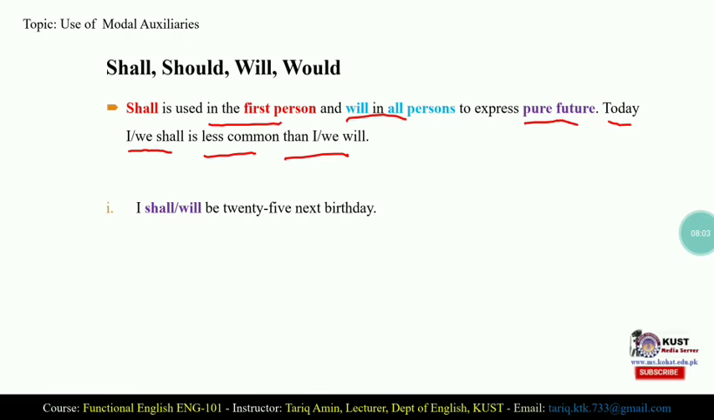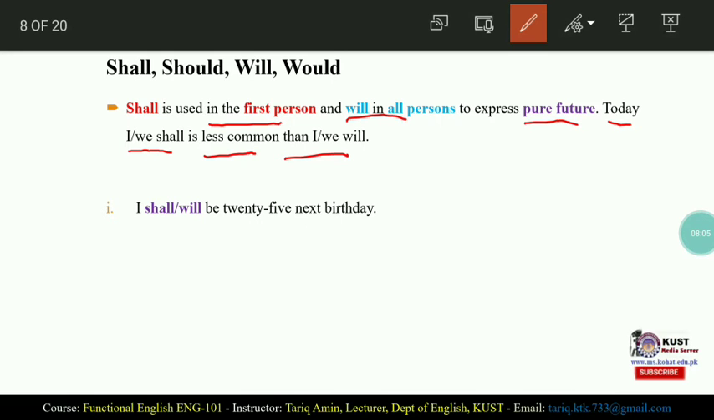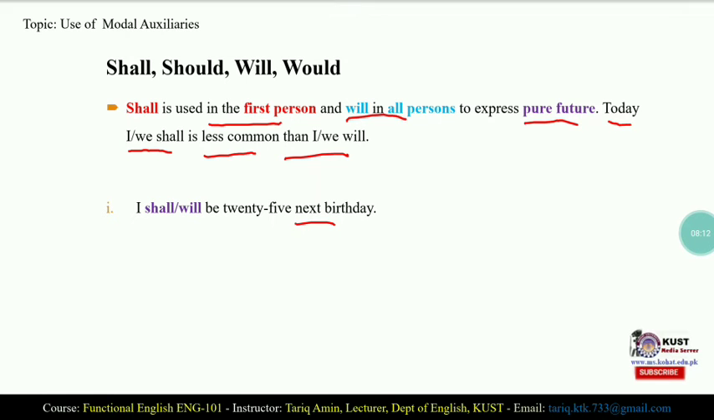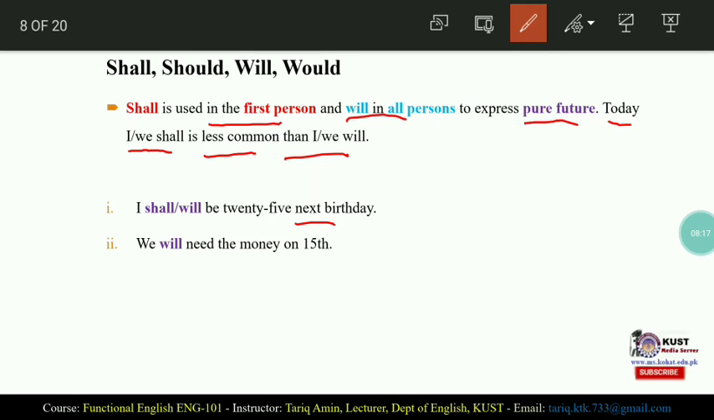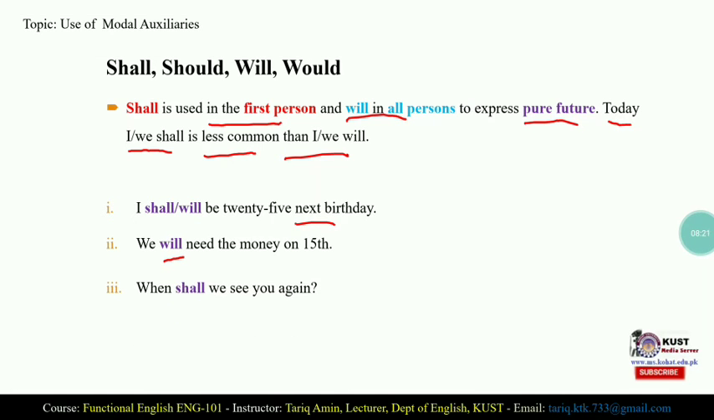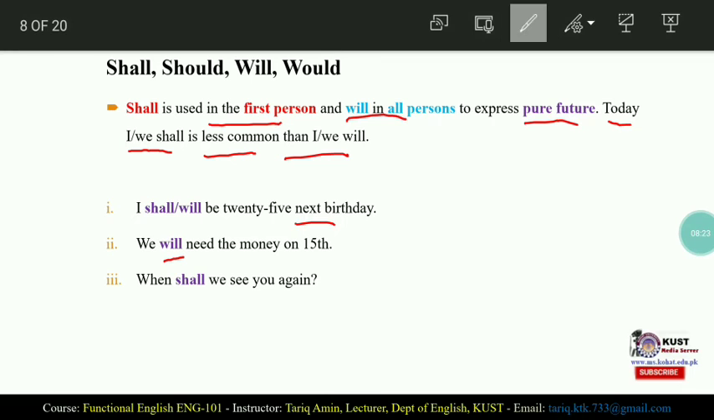I shall be 25 next birthday. I will be 25 next birthday. So both of them refer to pure future. We will need the money on 15th of this month. It also refers to pure future. And we shall see you. When shall we see you again? Once again, it refers to pure future.